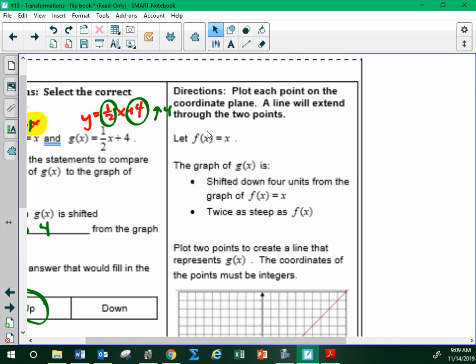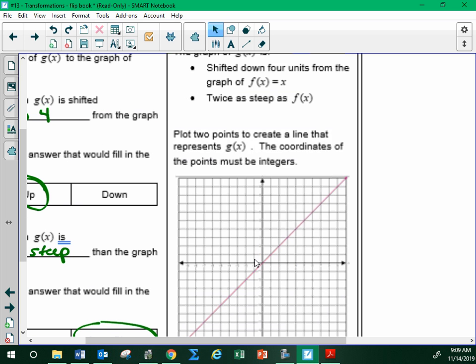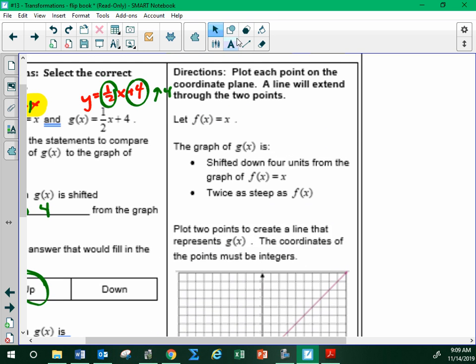So here's our original graph. They went ahead and graphed that parent function. Right, this is my parent function. And again, this is just the same thing as saying y equals x. That's just it. Okay, so now they're describing another graph to us.